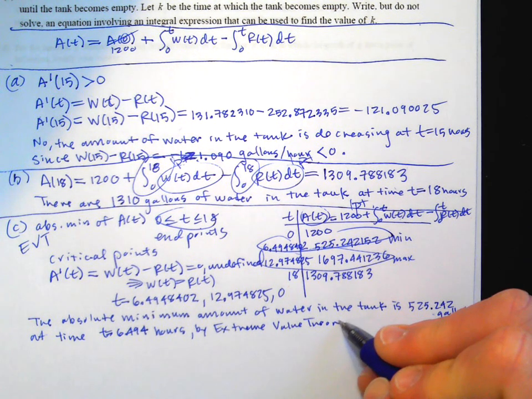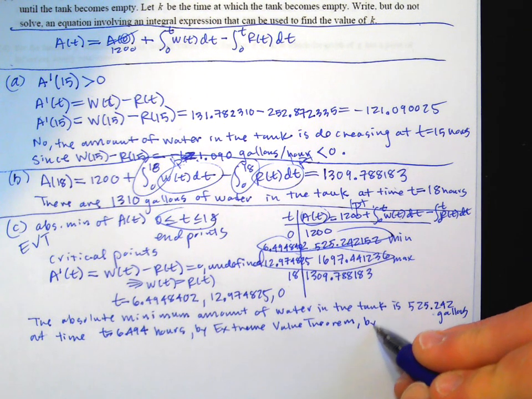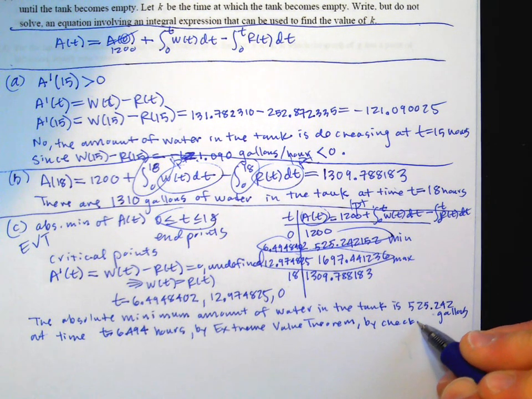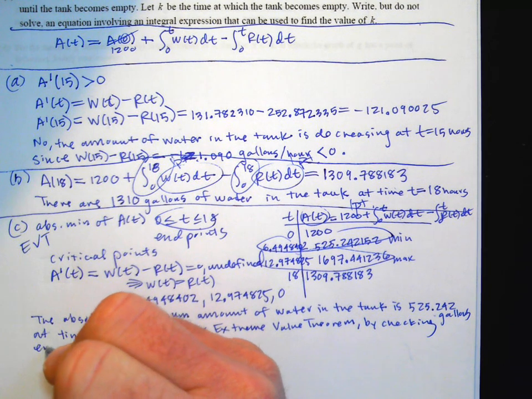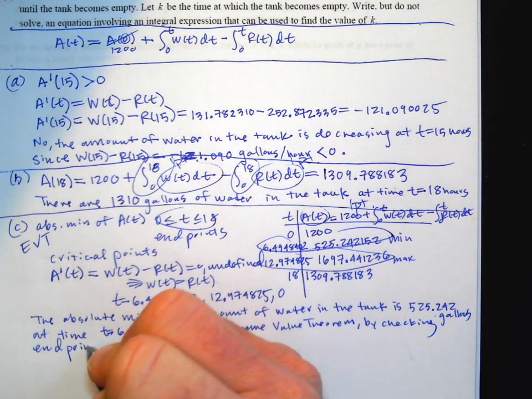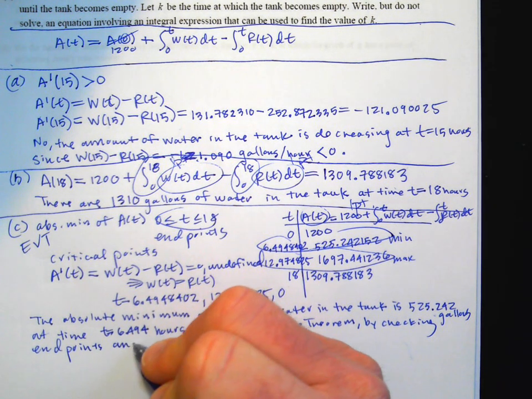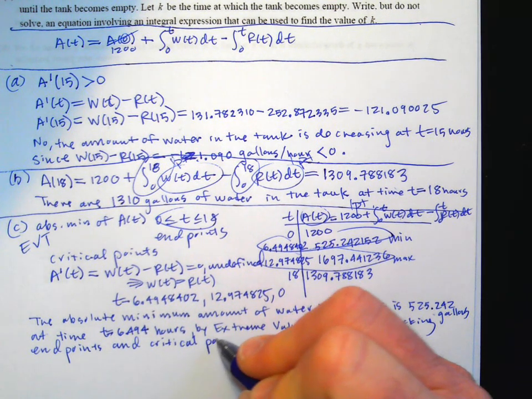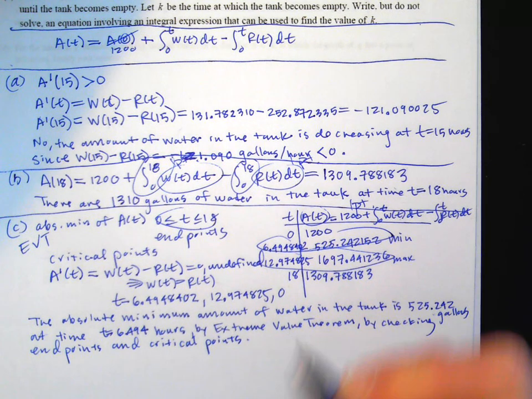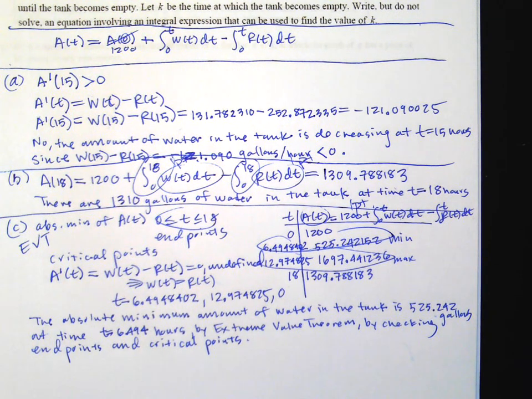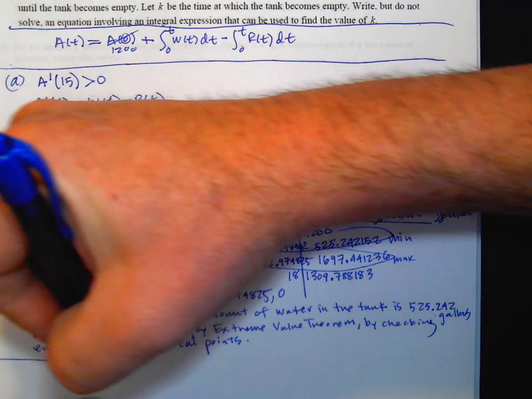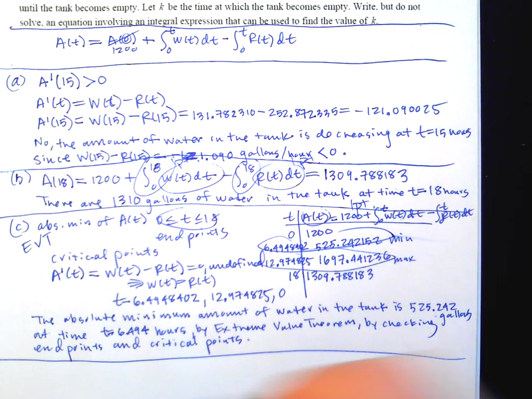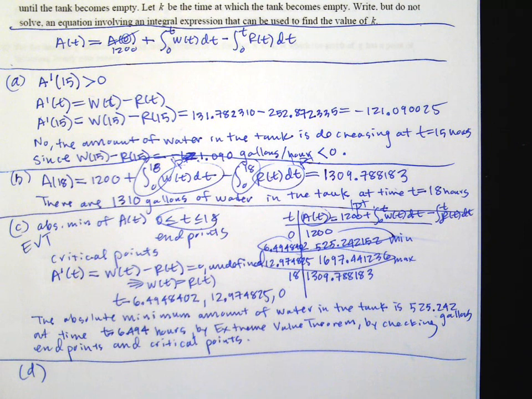And how does extreme value theorem work? By checking endpoints and critical points. Nice thorough answer, just in case. Now, did they want the amount? They wanted the time, but we gave them that with everything else. So that's probably a good amount of points.